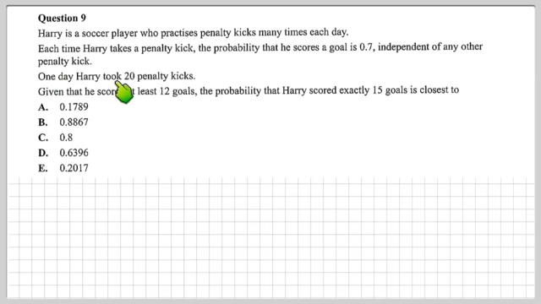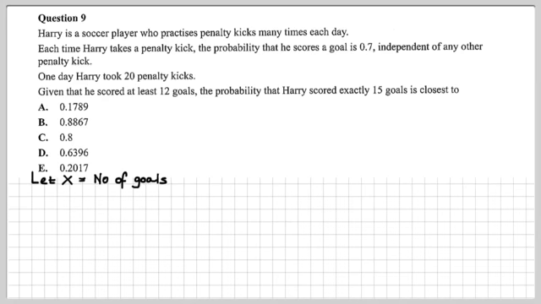One day Harry took 20 penalty kicks, given that he scored at least 12 goals. Okay, this is a given. Therefore, the probability that Harry scored exactly 15 goals, given that he scored at least 12, is closest to. Well, you know the formula for that, don't you? I've given you a hint, so you have a go now, and you come back when you're ready.